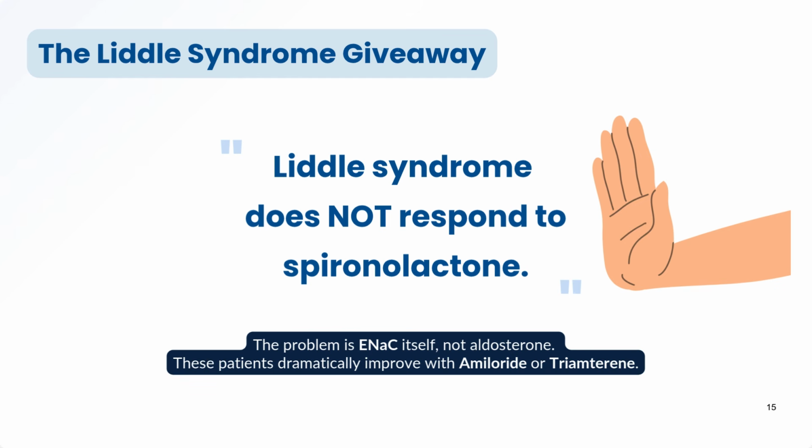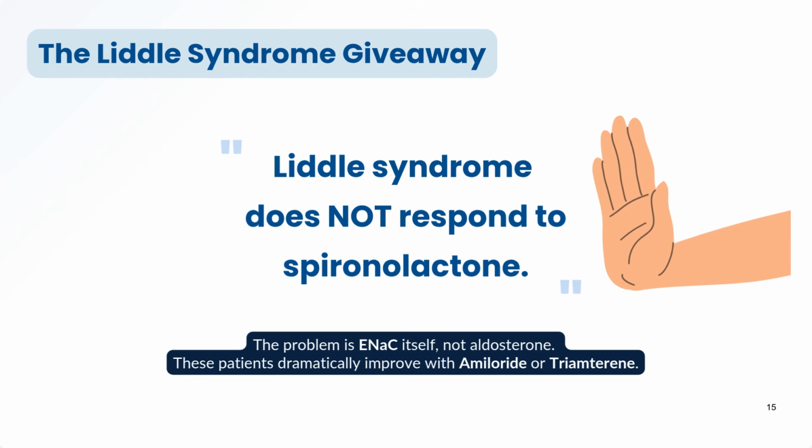Liddle syndrome doesn't respond to spironolactone, and that makes perfect sense when you understand the physiology. The problem in Liddle syndrome isn't aldosterone at all. The mineralocorticoid receptor is not overstimulated by the hormone. It's the intact channel itself that is overactive because of a genetic gain-of-function mutation. So when you block the receptor with spironolactone, nothing happens. No improvement in blood pressure, no improvement in potassium, no correction of the alkalosis, and that lack of response is actually a powerful diagnostic clue.